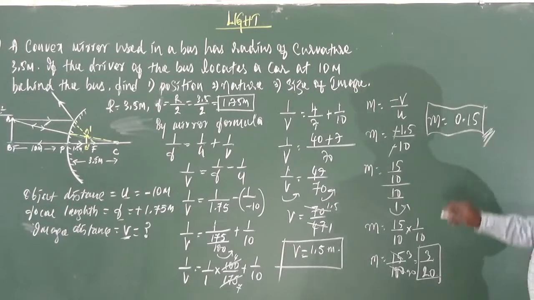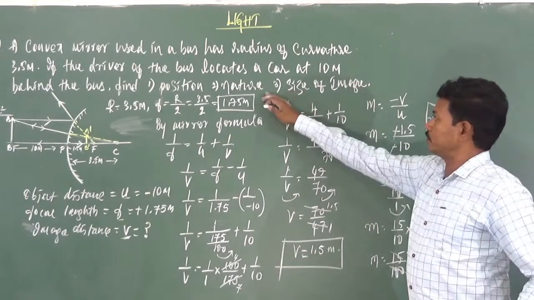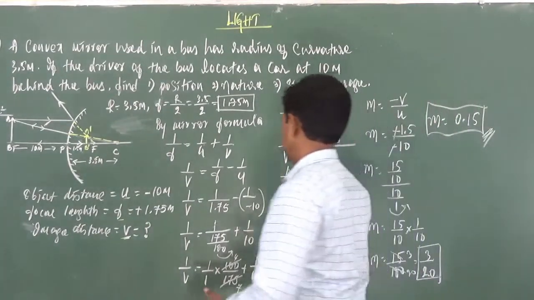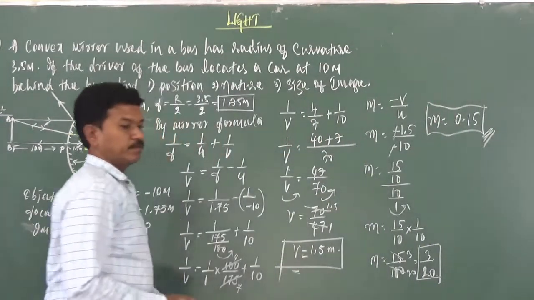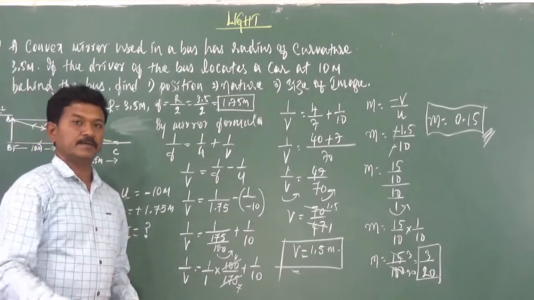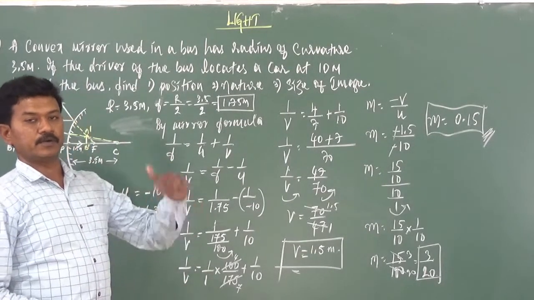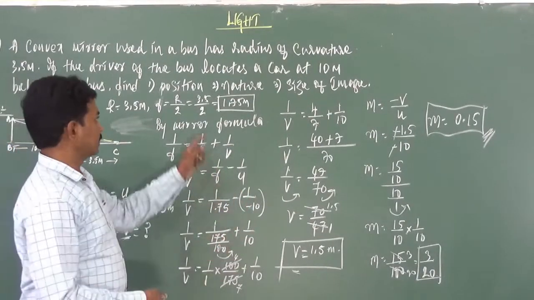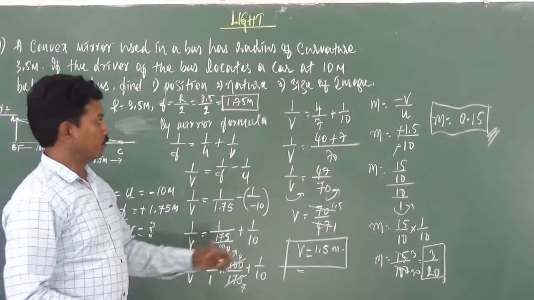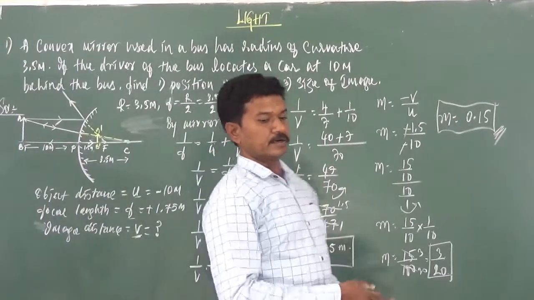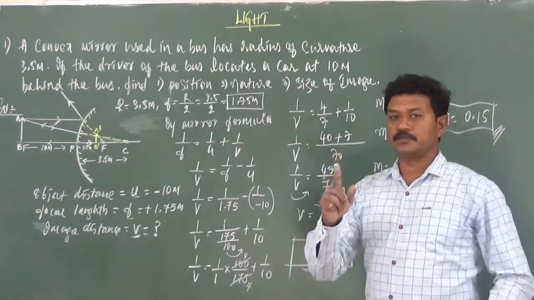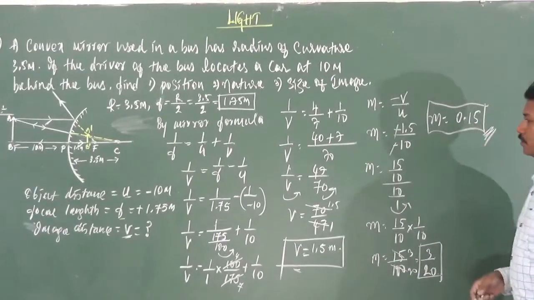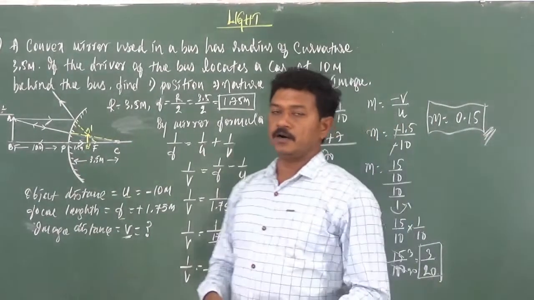Okay. So here, how to say the nature of the image. As the V value is positive, therefore the image we have got in the mirror is a virtual and an erect image. That is the nature of the image. Now, what is the size of the image? In order to find the size of the image, we should always go with the magnification. So magnification is 0.15. So how to define this?